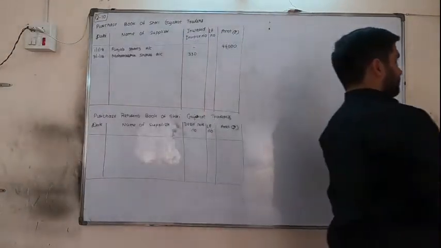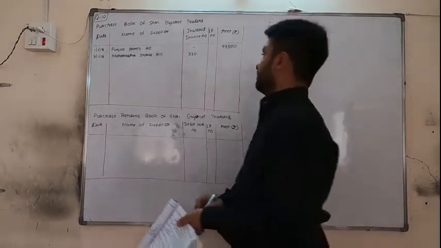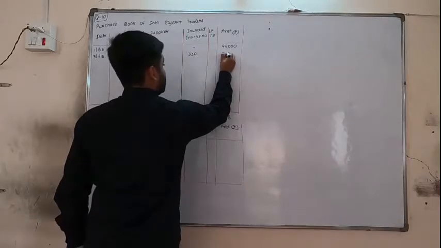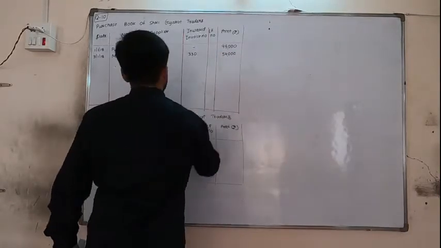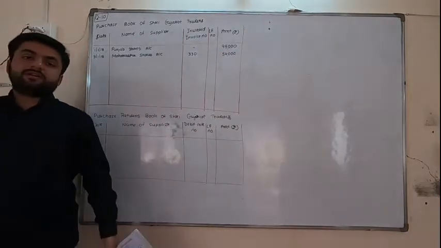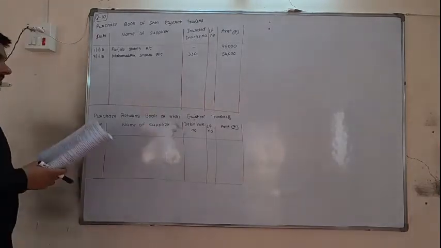60,000 minus 10 percentage. So 60,000 minus 10 percentage is 54,000. You use your calculator, I am using my calculator. 60,000 minus 10 percentage.